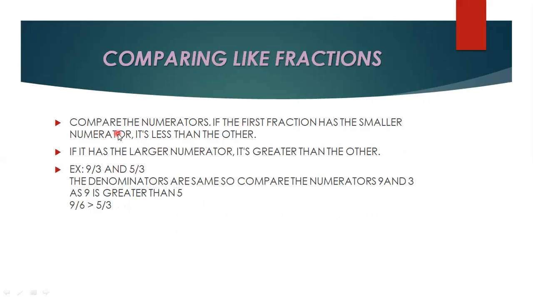Comparing like fractions. Compare the numerators. If the first fraction has the smaller numerator, it's less than the other. If it has the larger numerator, it's greater than the other. See now, example 9 by 3 and 5 by 3. Same here, the denominators are the same. So now you have to compare the numerators. Here 9 and 5 are the numerators. 9 is the greater number, 5 is the smaller number. So 9 is greater than 5. So now you can say 9 by 3 is greater than 5 by 3.